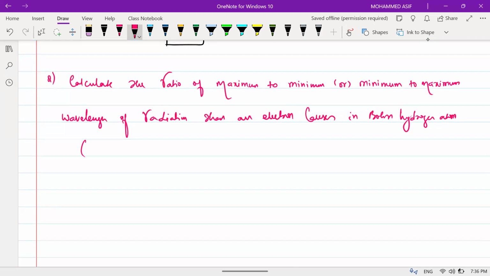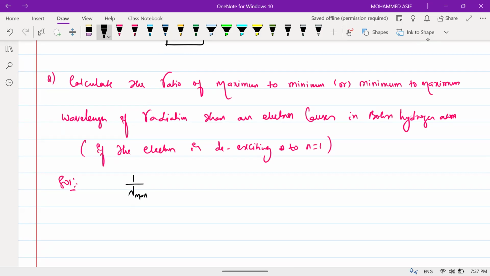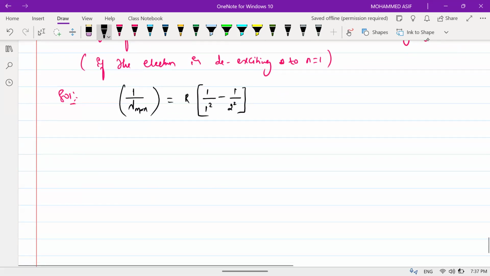Condition is, if the electron is de-exciting to N is equal to 1. So try to do it. Maximum to minimum or minimum to maximum. 1 by lambda max, if I'm writing the formula, beta, 1 by lambda max is equal to R into, it is coming to 1, so it is 1 square minus, from where, beta, maximum, second orbit, 2 square. Clear?